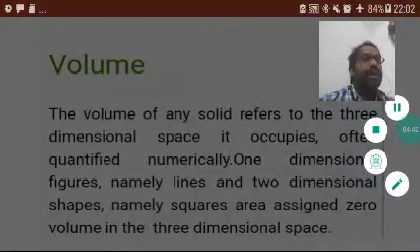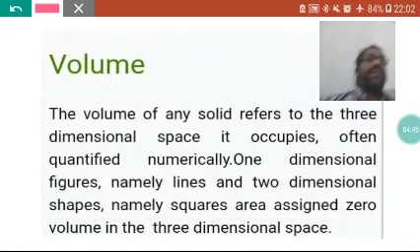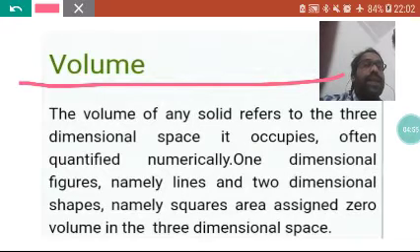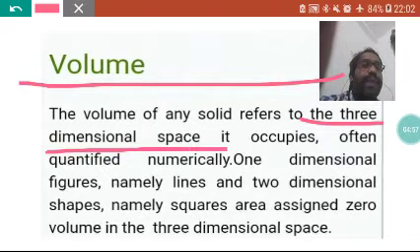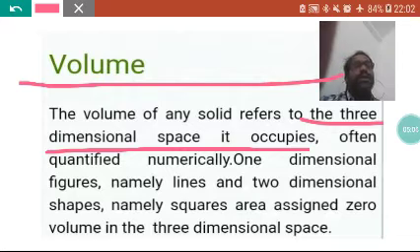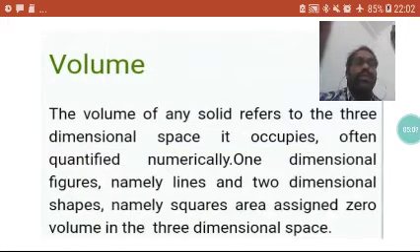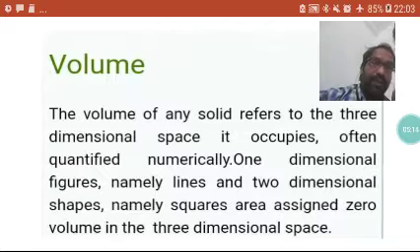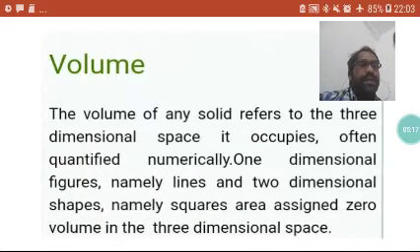Then we have volume. Volume is the capacity of the object. It is the capacity of the object only. So what is volume? It refers to the three-dimensional space occupied by the object. That space is called volume. So we have different shapes. One by one we are just going to recall this, because in the coming classes we have to use this also. Today we will revise all the formulas one more time and we'll learn also.